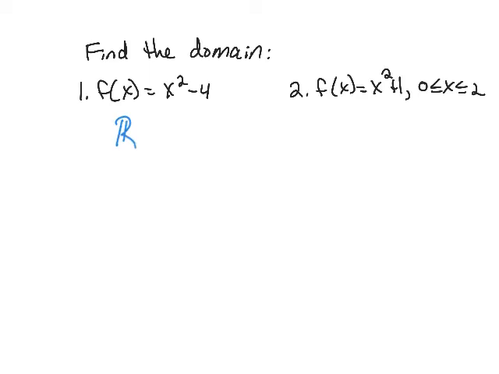And then the second case here, I have an explicit domain, so it's defined between 0 and 2 inclusive. So if I were to write my domain in interval notation, it would be 0, 2, both with the square brackets.